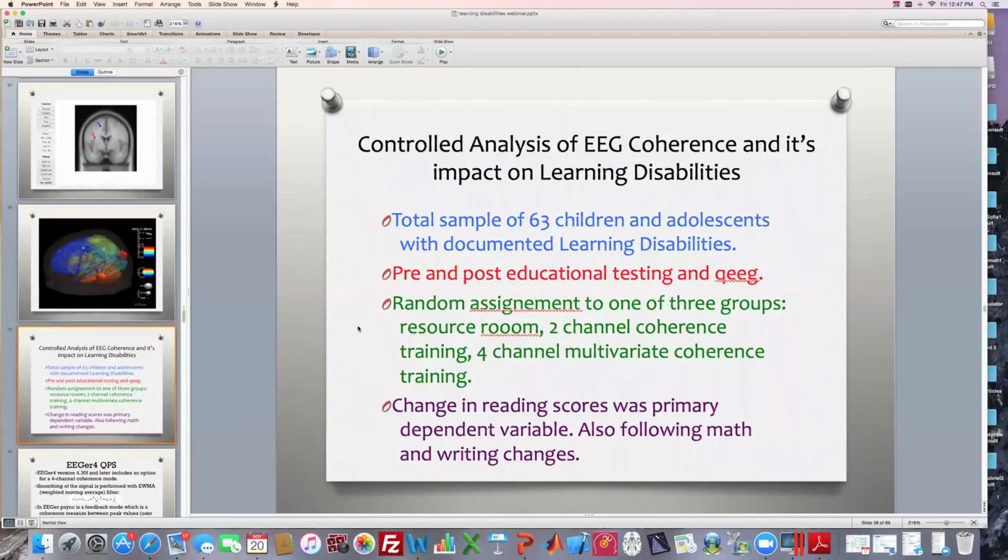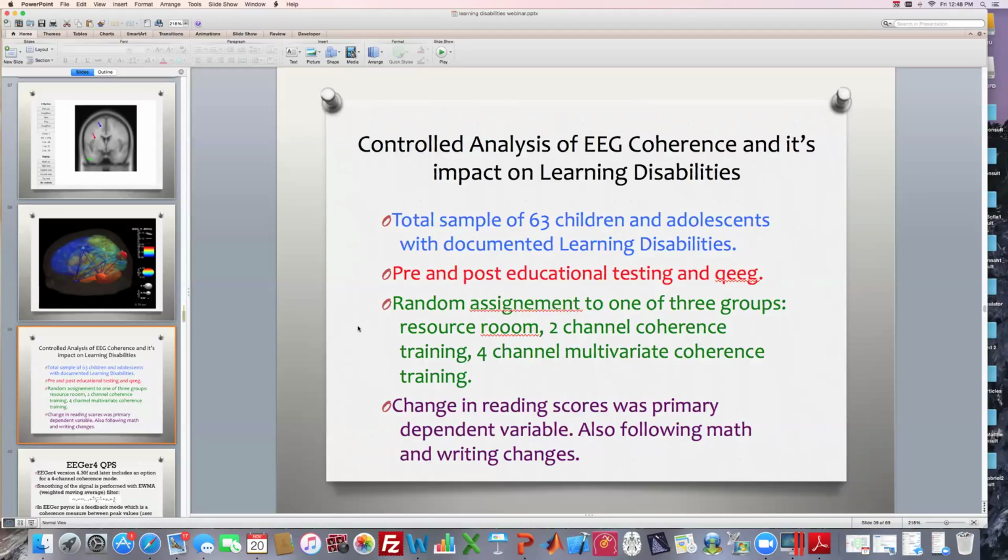Okay, so in our last 15 minutes or so, let me just talk about the most recent study that we've just completed. This is now a study of 63 children and adolescents, with documented learning disabilities, with pre and post educational testing and QEEGs. All subjects were randomly assigned to one of three groups now.